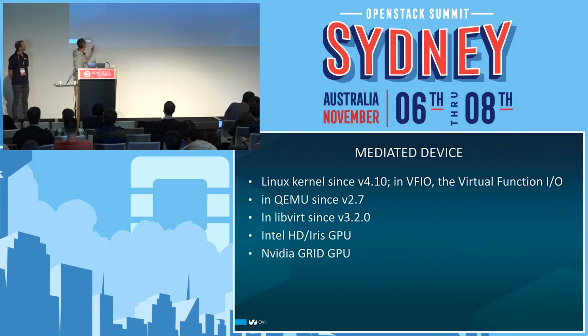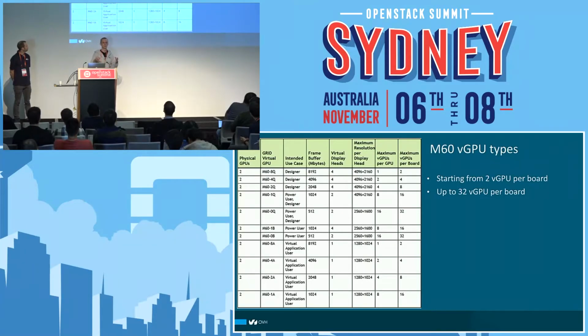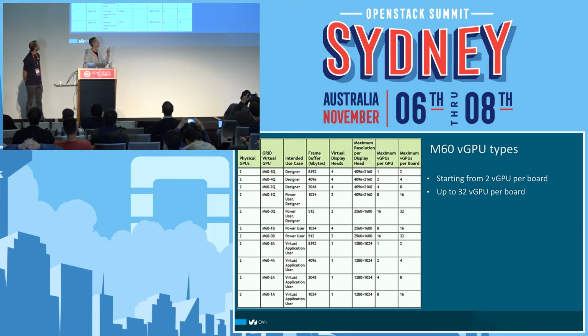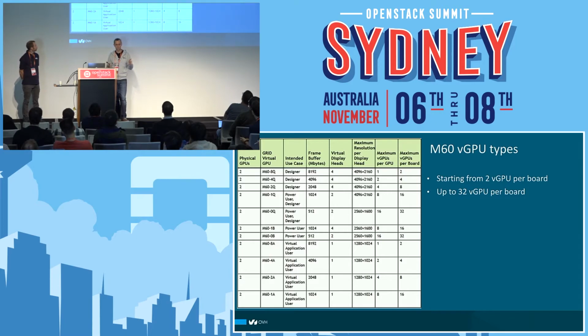You can find it in the Linux kernel since version 4.10, and in QEMU since version 2.7 and libvirt 3.2. Intel HD and Iris GPUs are supported, as well as Nvidia GRID GPUs. What is it? It gives you the possibility to split your GPU into smaller pieces. These are called profiles. In this case, I could find, on our OVH dedicated servers that have this Tesla M60, a Maxwell technology card, such possibilities to enable profiles.